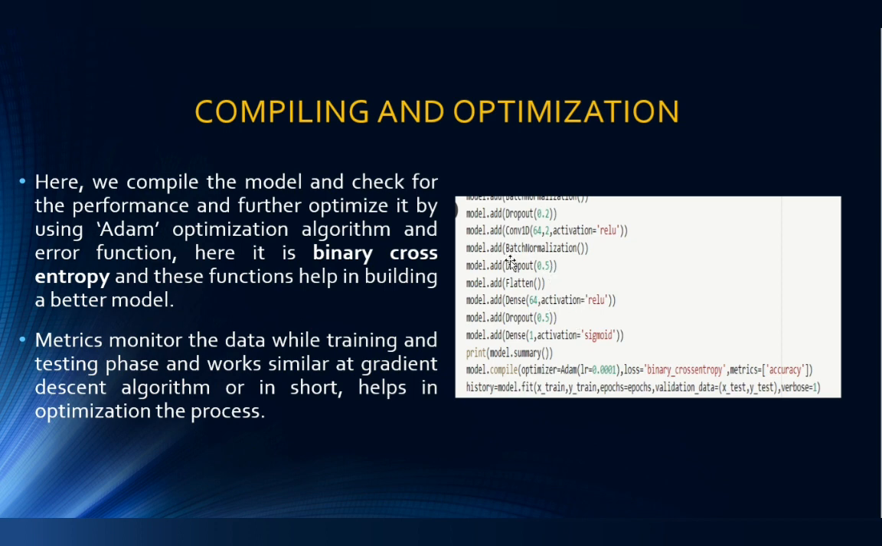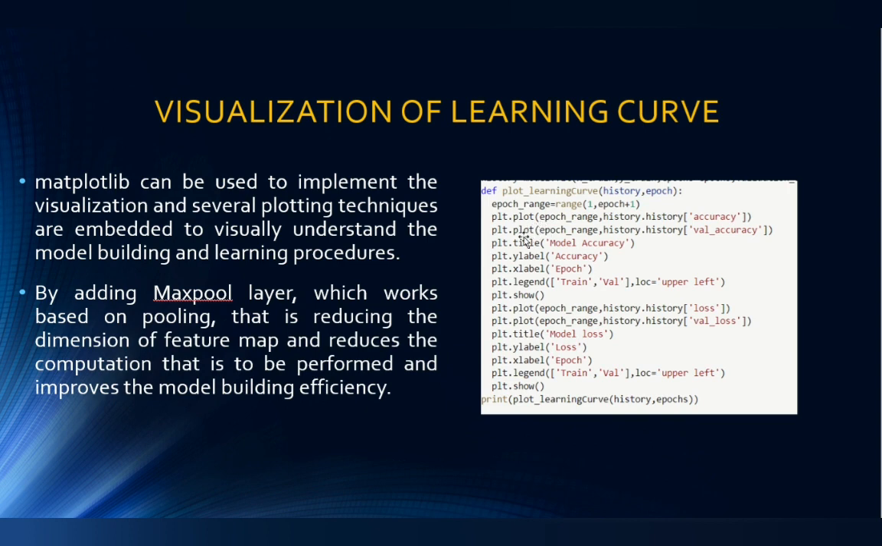Adam is a type of optimization algorithm. Binary cross entropy is an error function which we use to classify either a fraudulent transaction or a non-fraudulent transaction. Metrics is used for the evaluation of our data. So using the above techniques, we compile the model and we optimize the data by plotting the learning curve using matplotlib.